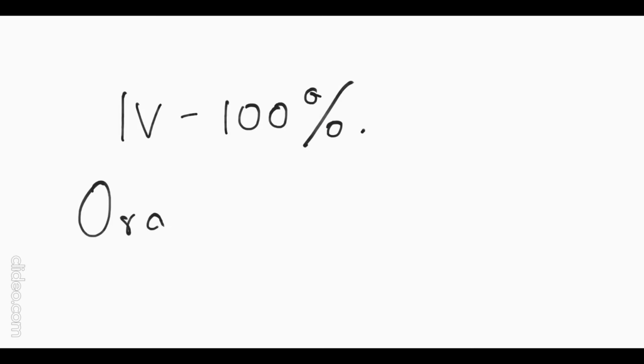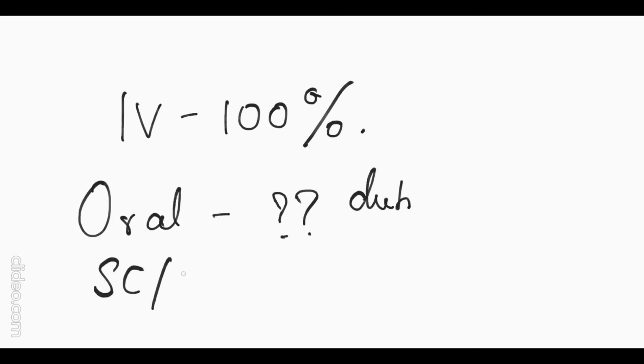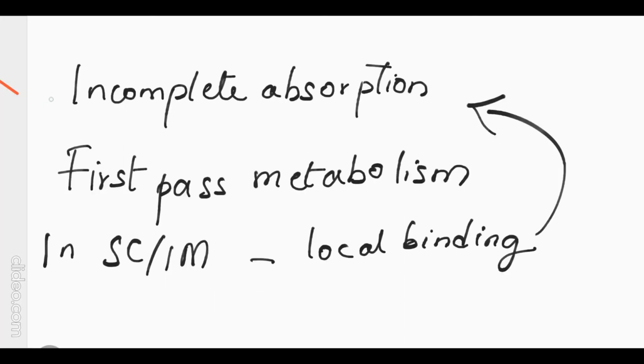The bioavailability of a drug when given by IV is 100%, but frequently it lowers after oral ingestion and SC or IM. And why does it lower? Because the drug may be incompletely absorbed or due to first pass metabolism, and in case of SC or IM, it is because of local binding of the drug at the site of administration.